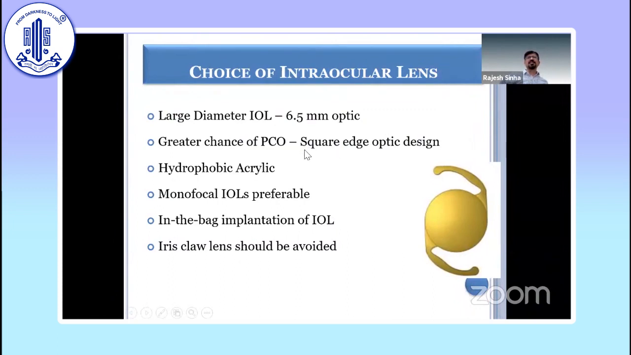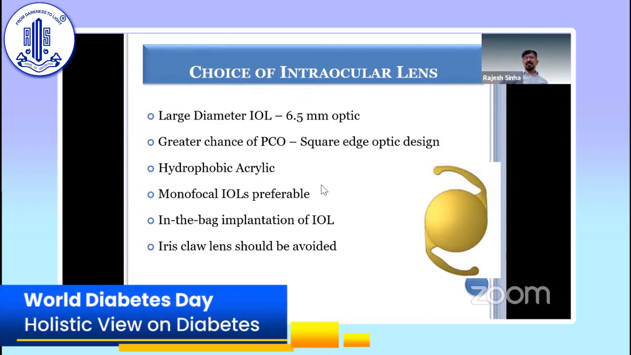As far as the choice of intraocular lens is concerned, a large diameter IOL, with a 6.5 millimeter optic, is always preferable, as in these cases there's a greater chance of PCO. So the optic design most of us are using these days, hydrophobic acrylic lenses with square edge optic design, is the one which is preferred. If somebody has mild diabetic retinopathy or anything like that, it is always better to use monofocal intraocular lenses, because in a multifocal lens, if somebody develops diabetic retinopathy, he will have a lot of photic phenomena.